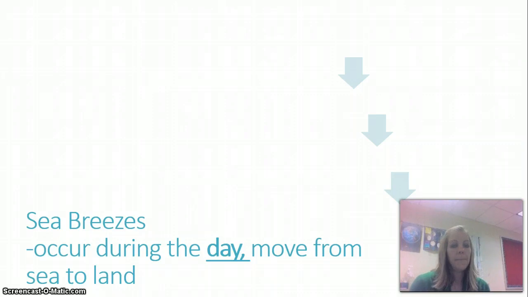You also need to know where the sea breezes are moving from and to. They're named sea breezes because that is where the wind starts and it moves toward land. So I remember the name of the breeze is going to be where the wind starts. That would mean that's where the higher pressure air is.